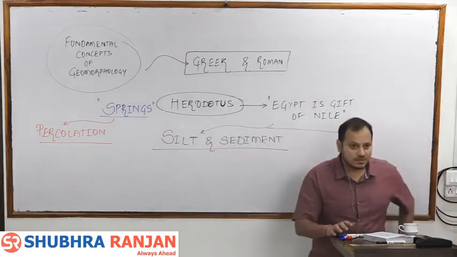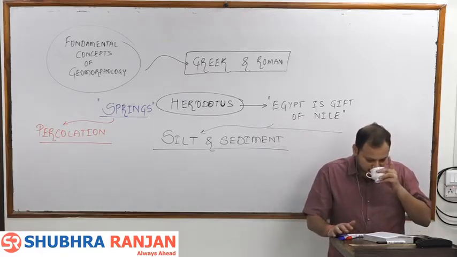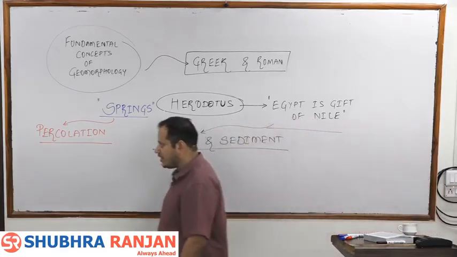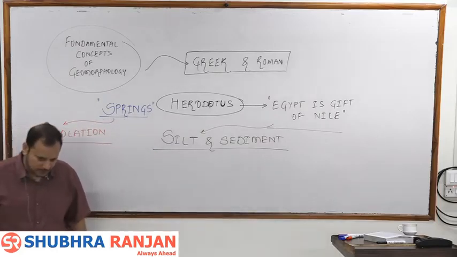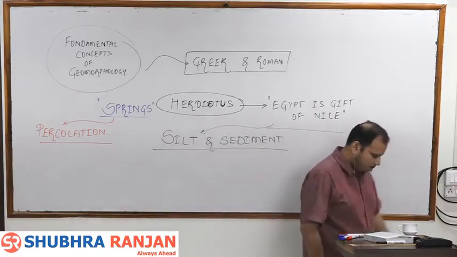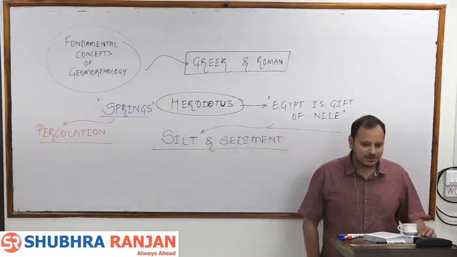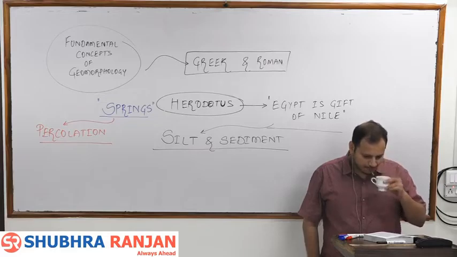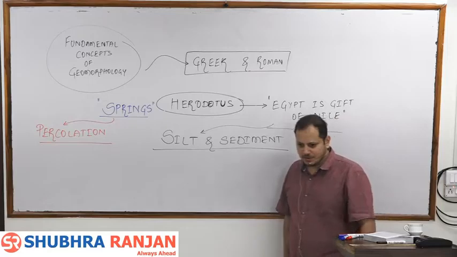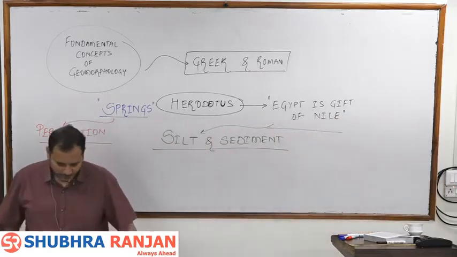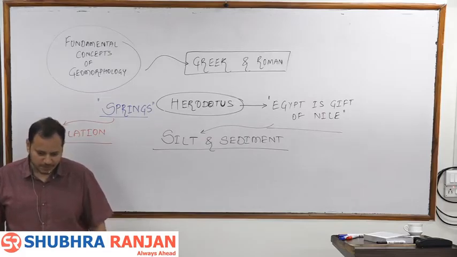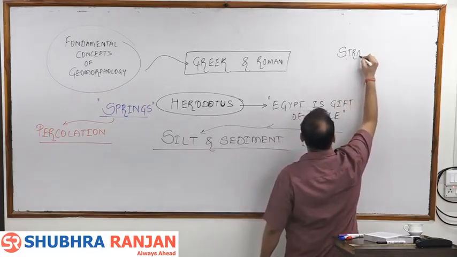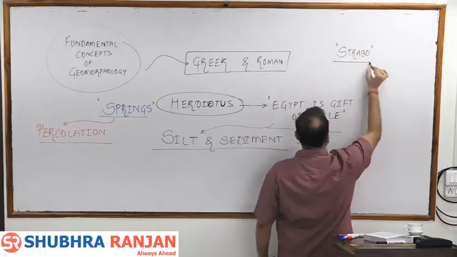Next, Aristotle also recognized that earthquakes and volcanoes are closely related in origin. Next, Strabo.